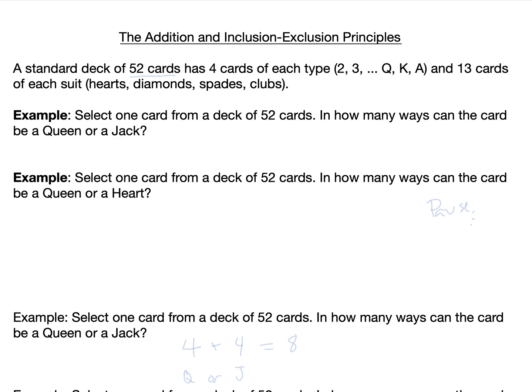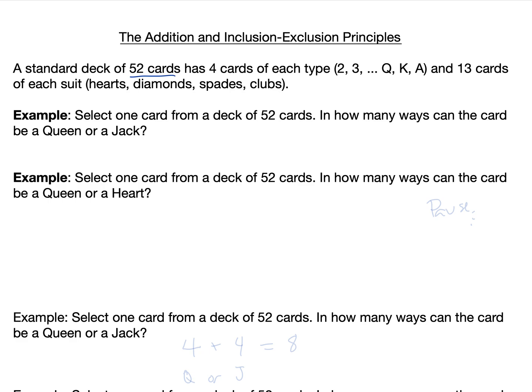In this video, we're going to continue with counting techniques, and we're going to talk about the addition rule and the inclusion-exclusion rule. So let's start with an example, and this example just requires you to know that a standard deck of 52 cards has 4 cards of each type, 2, 3, king, queen, ace, etc., and 13 cards of each suit, and the suits are hearts, diamonds, clubs, and spades.